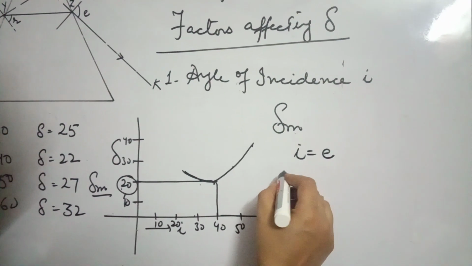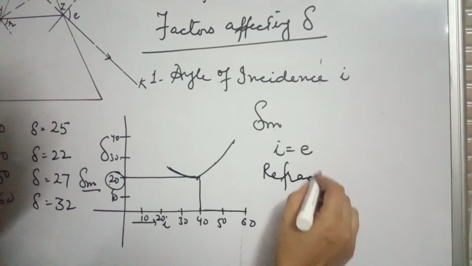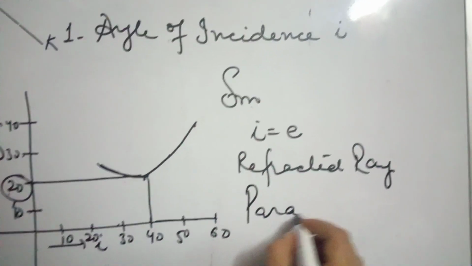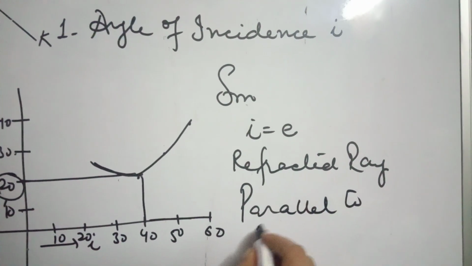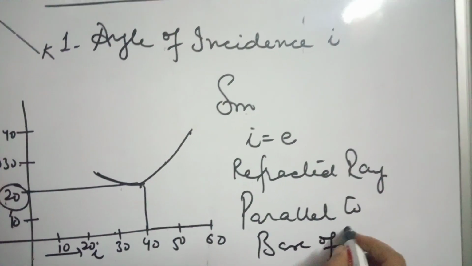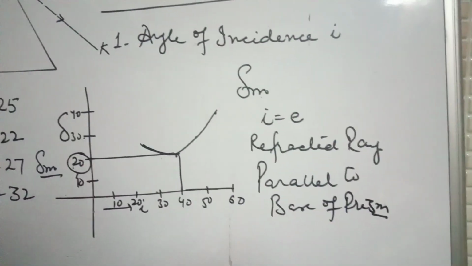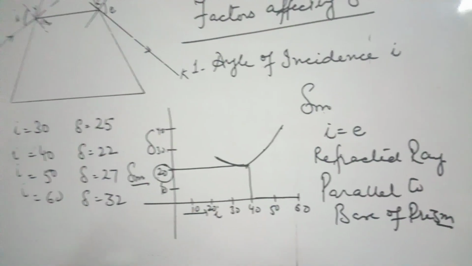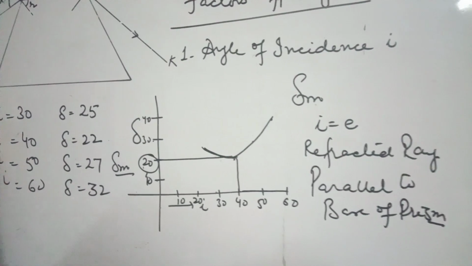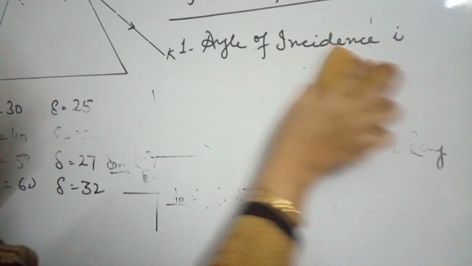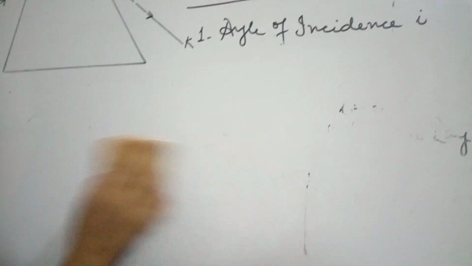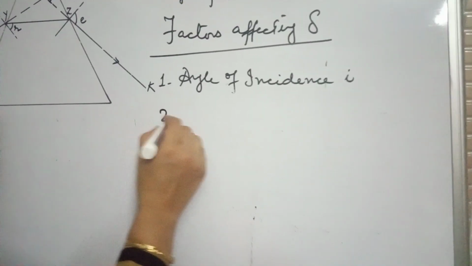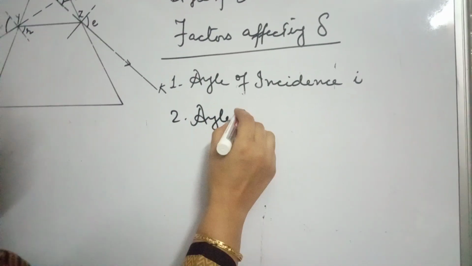and the refracted ray is parallel to the base of the prism. These are two important points regarding when your prism is at the angle of minimum deviation. The second factor is the angle of prism, A.